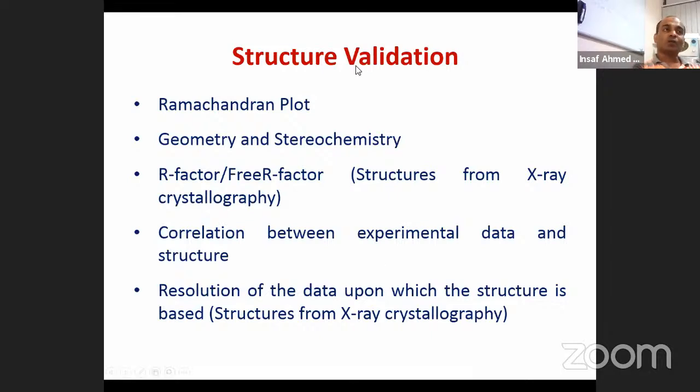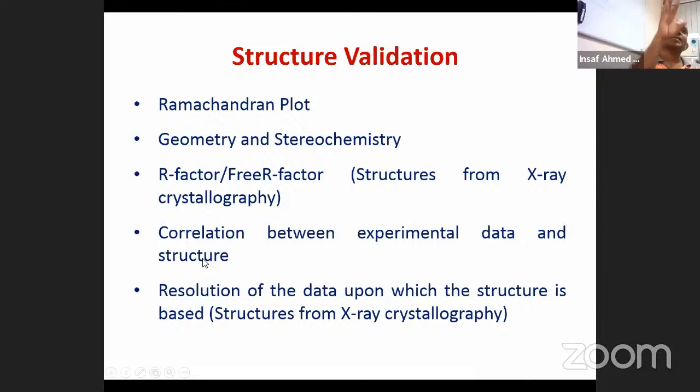Now, whether you perform an experimental method or a computational method, the most important thing is structural validation. You can get structural validation by the Ramachandran plot, and the geometry and stereochemistry of the residues. R factor and R-free factor are applicable only to X-ray, called refinement factors. And the correlation between the experimental data and the structure is a very important thing.